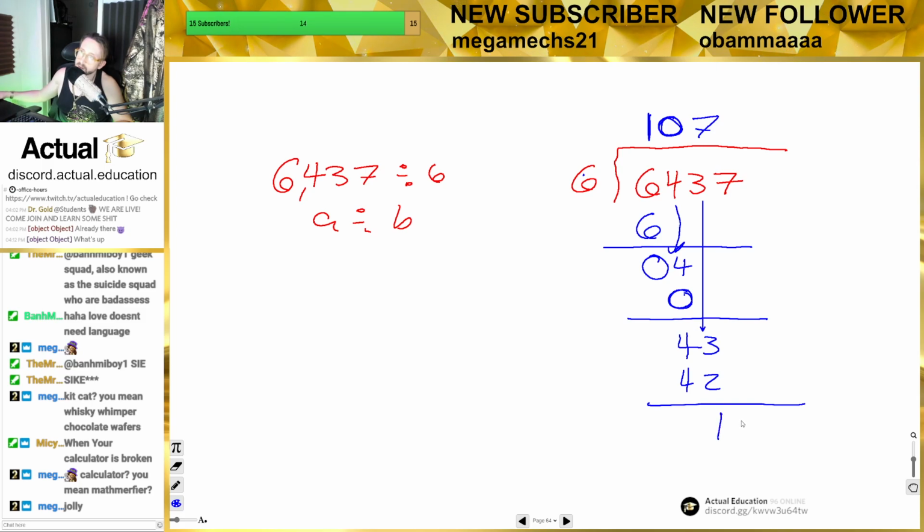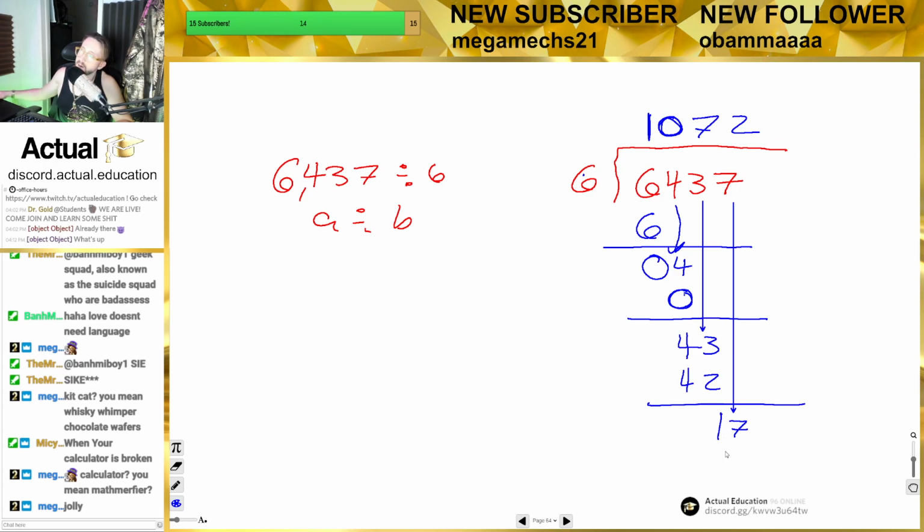Does 6 go into 1? It doesn't go in there at all. So what do I have to do? Pull the 7 down. Now that makes 17. How many times does 6 go into 17? 6 goes into 17 twice.